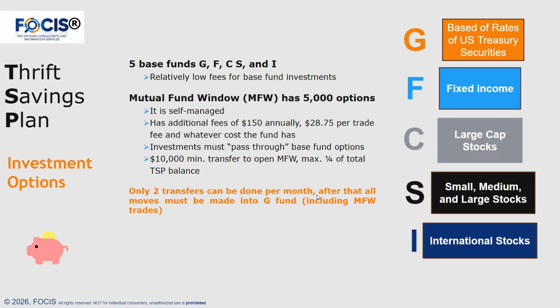Okay. With that being said, they're only allowed 2 transfers to be done per month. They can only make 2 trades. It's not where they can be day trading or anything like that. But a transfer within the mutual fund window, or a trade within the mutual fund window, counts as a transfer. And then once 2 are done, then all of that has to go back into the G fund. At least that's my understanding. So if somebody knows something differently, please correct me if I'm wrong.